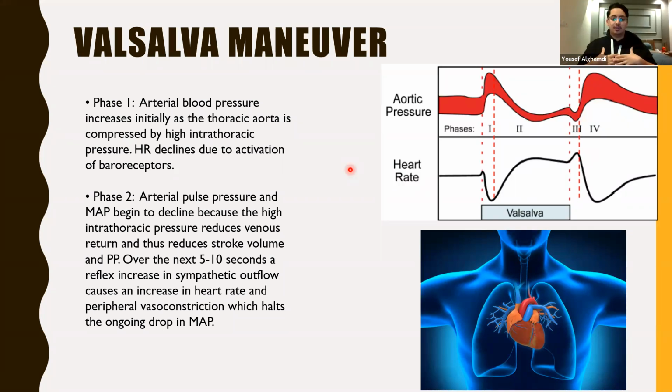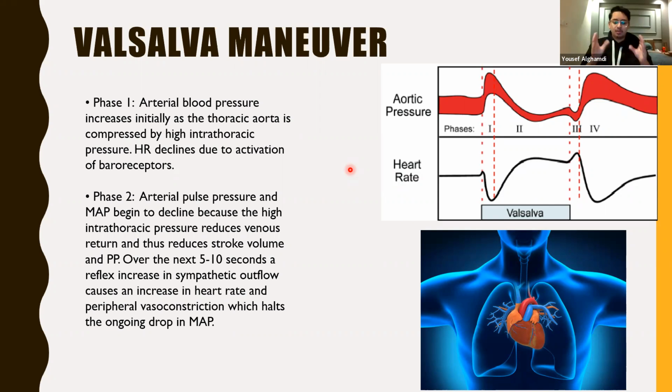Because of the high pressure, the venous blood won't return, because blood will move from higher to lower pressure, not from low to high. So from down to an area of higher pressure, it won't come. So you'll have a decrease in venous return, which will cause a decrease in stroke volume and pulse pressure. And then the second part of the second phase, over the next 5 to 10 seconds, a reflex increase in the sympathetic outflow causes an increase in heart rate and peripheral vasoconstriction, which stops the mean arterial pressure from declining.